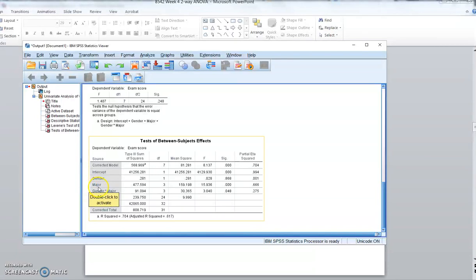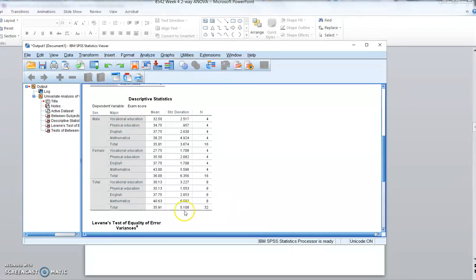We have the second independent variable, which is the major. We have 4 majors, so the degree of freedom is 3. Sum square divided by degree of freedom gave the mean square. This mean square of major over the mean square within, or the mean square error, you have the observed F test, almost 16.